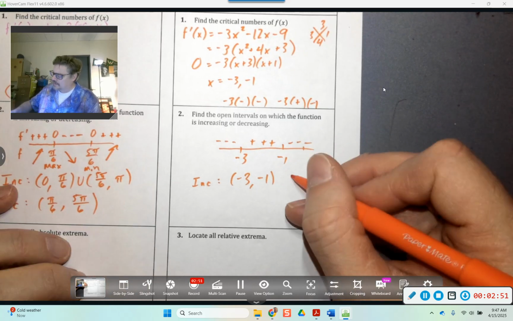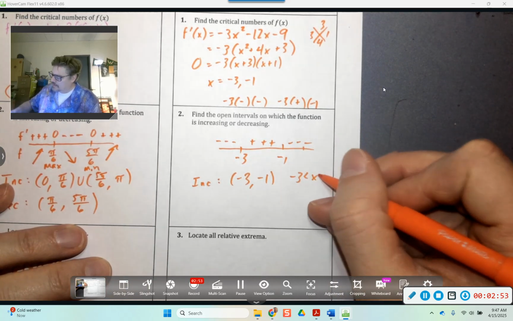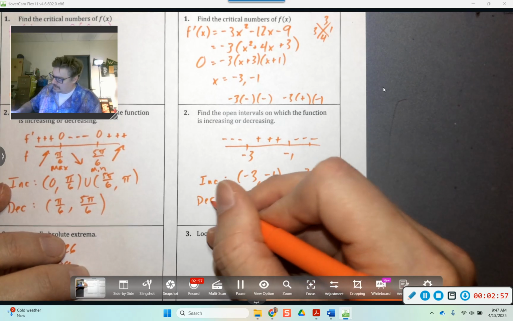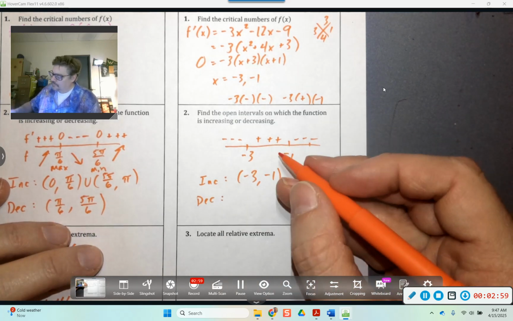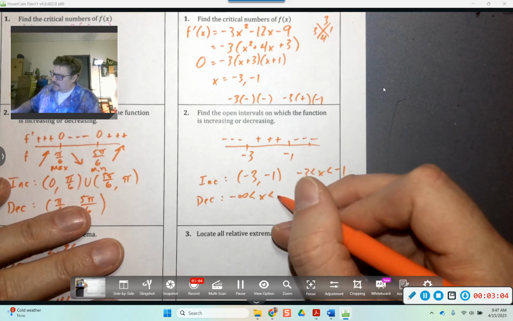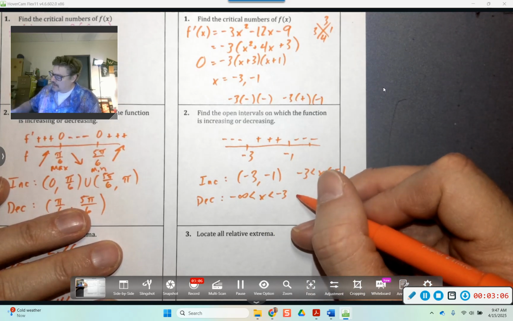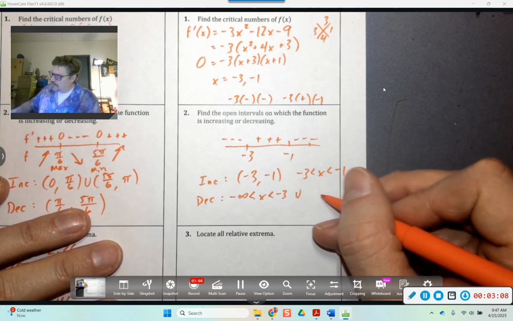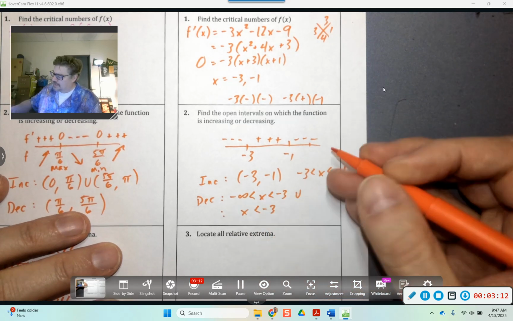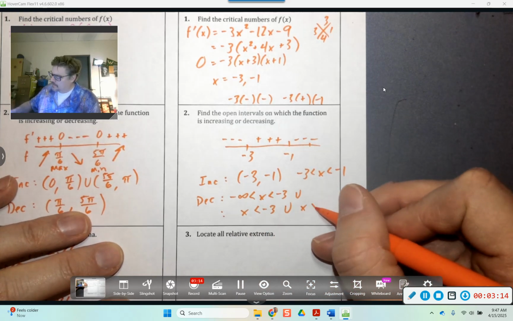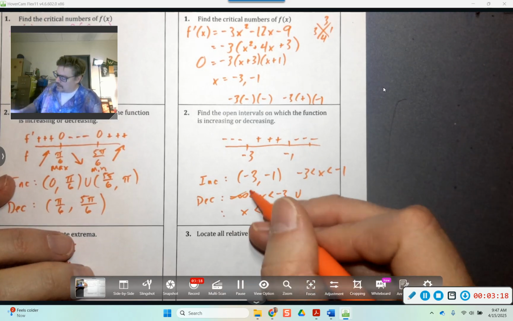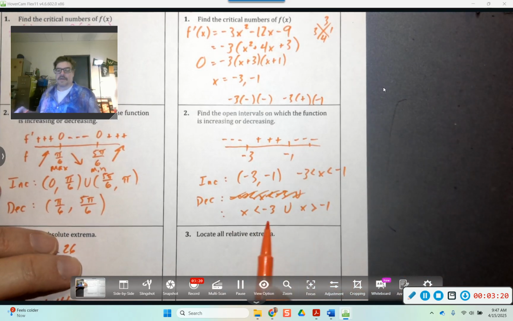Let's rewrite this a little differently. Don't forget that we do have that notation, and then decrease is from -infinity to -3, and then from -1 to infinity. Well, actually, that would look better if we just say x is less than -3, and x is greater than -1. Okay, so that one actually is even better, so don't do that, just do that.